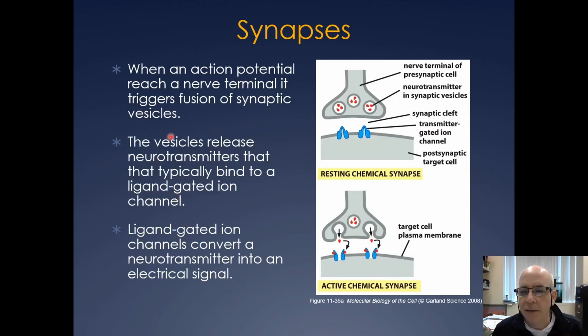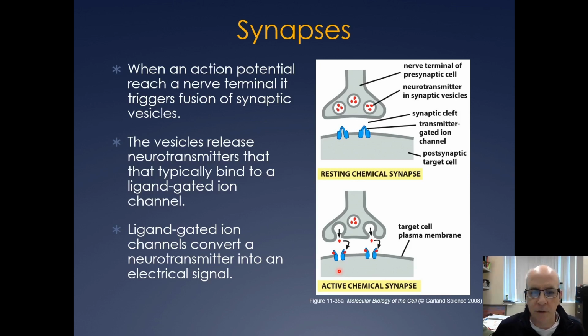Okay, so at synapses, and we've looked at this before, you have your nerve terminal and your presynaptic cell, and then your action potential will be coming down the neuron, and that will trigger the vesicles with the neurotransmitter to fuse with the plasma membrane. We looked at how fusion occurs, and then the neurotransmitters will go and bind to a ligand-gated ion channel, which can then open up the channel and cause depolarization of the next cell.